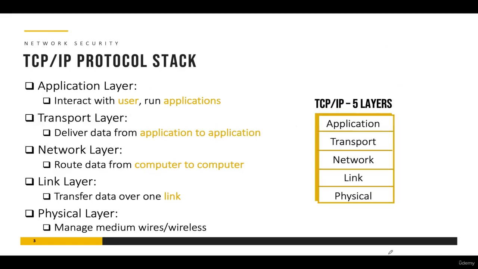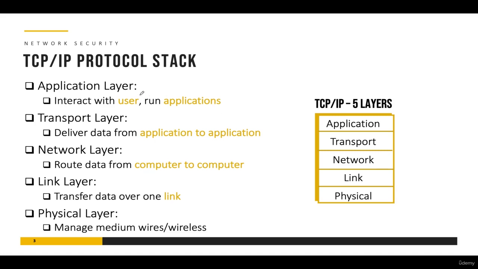So let's start with the TCP/IP protocol stack. Now, TCP/IP is a 5-layer protocol stack. It has the application layer, transport layer, network layer, link layer, and the physical layer. Starting with the application layer, this is the layer which runs user applications. For example, if you have Skype running on your system or Internet Explorer, it will be this layer which is running that application. This layer interacts with users and allows users to input data or see the data.